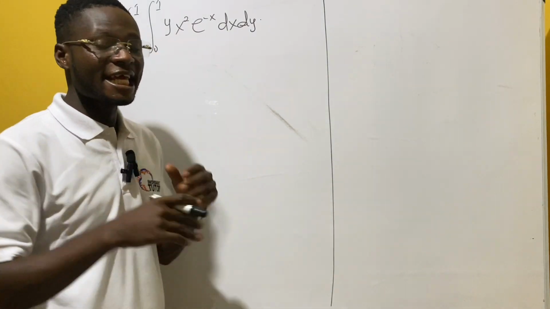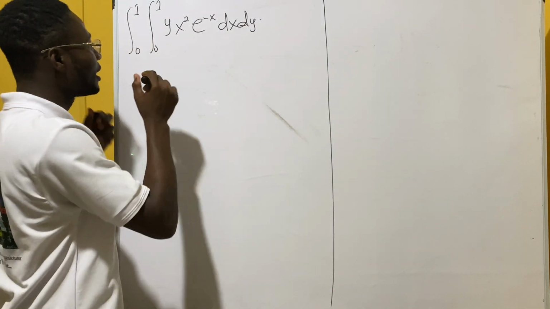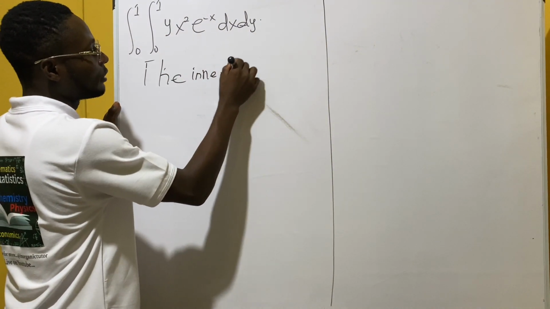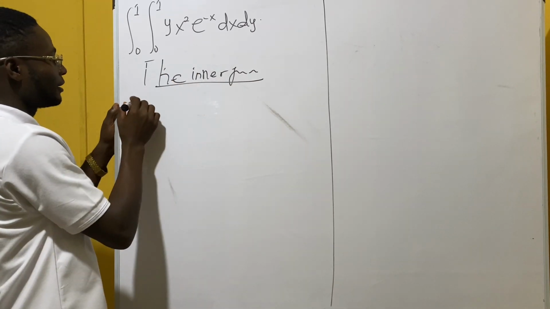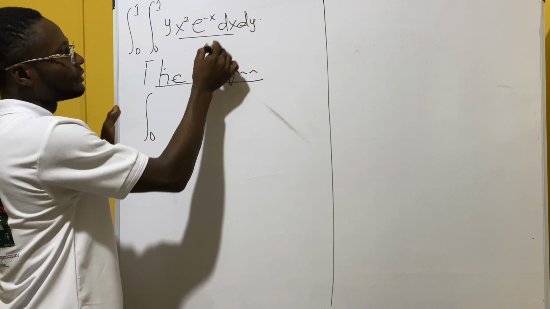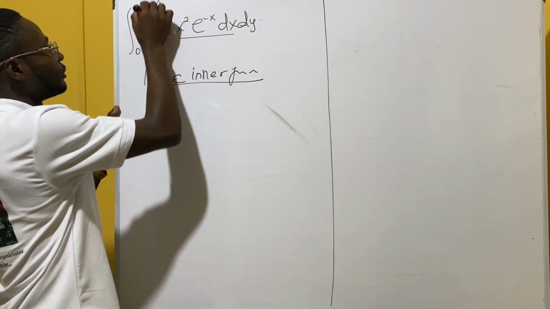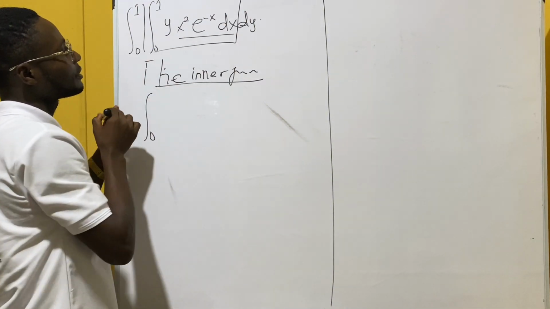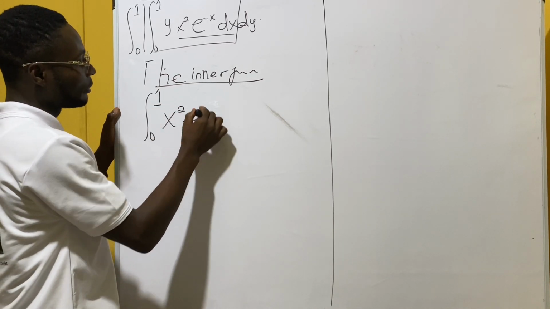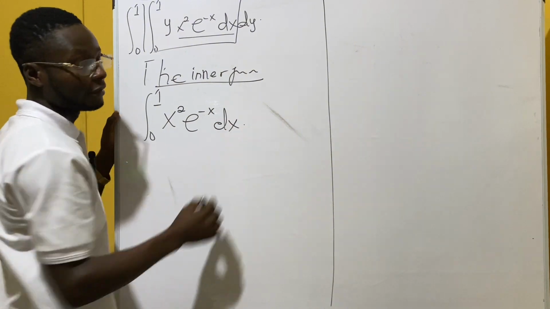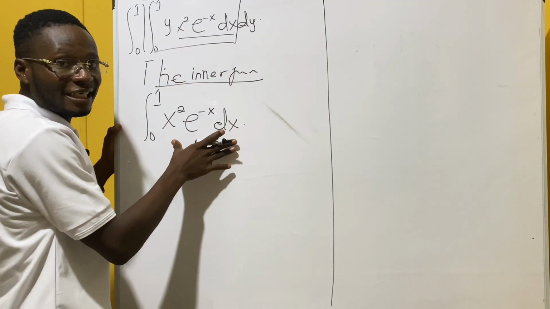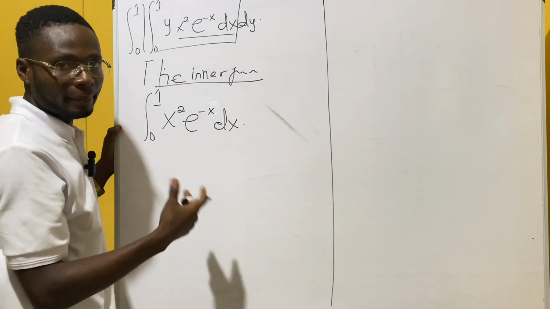So let's first evaluate the inner function. The inner function is the integral from 0 to 1 of x squared e power negative x dx. We can easily integrate this using integration by parts.